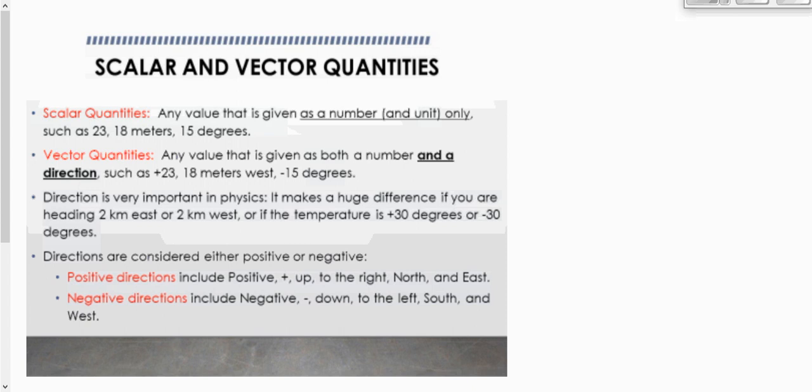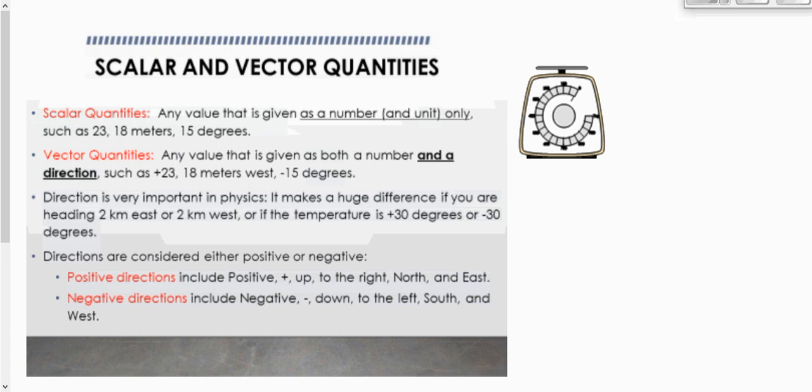A scalar quantity sounds something like a scale. A scale, for example, could weigh for a certain amount. I could get on a scale and say, hey, I weigh 150 pounds, and that would be just a number. A vector quantity, however, doesn't just have a number, it also has a direction.